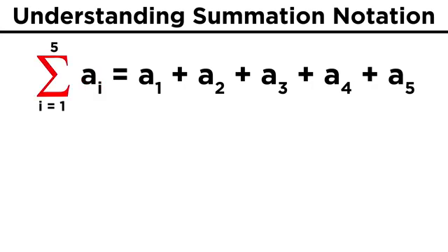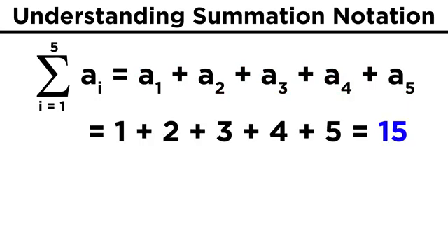If we place this uppercase sigma here, we can put i equals 1 just below it, and then any integer above it, like 5. What this says is that we have to add up the first 5 terms in this sequence. That would be 1 plus 2 plus 3 plus 4 plus 5, which is 15. In this case, 1 is the lower limit of summation, and 5 is the upper limit of summation.